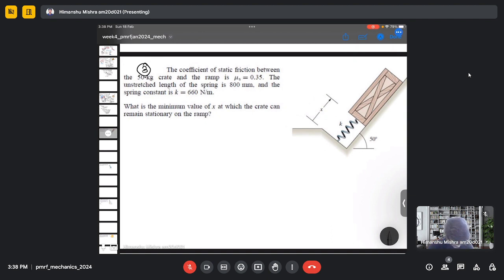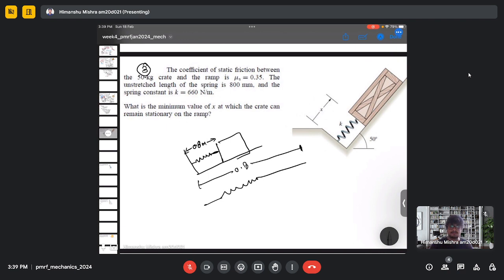So there is a crate and there is an unstretched length. Let's say this is my unstretched length, which is 0.8 meter. Now due to the weight, the crate will move down. So this is my unstretched length, and when it moves down, there is a distance which is, let's say, x.